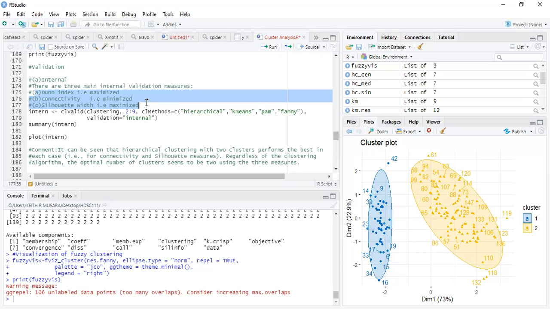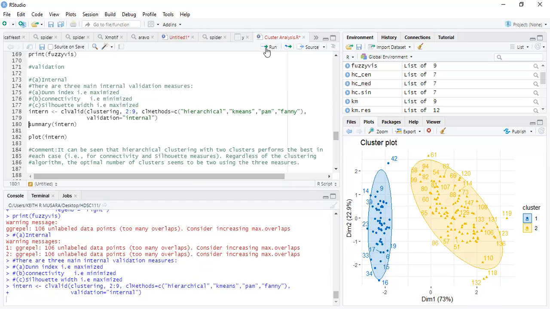So we seek to maximize the Dunn index and the silhouette width, but we seek to minimize the connectivity. So we maximize the Dunn and the silhouette width, and we minimize the connectivity. Now we're looking at clValid, the cluster validation, and we're looking at clusters from 2 to 9. Based on 2 to 9 clusters, let's pick hierarchical, k-means, PAM, and fanny, and then we validate internally.